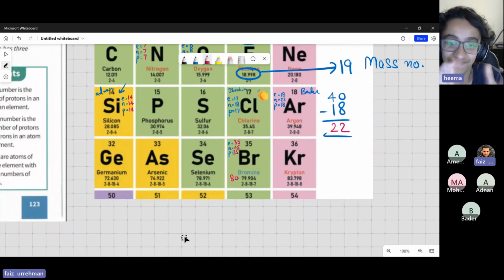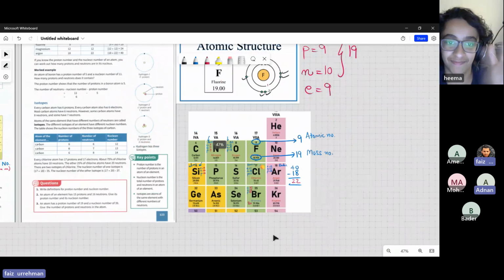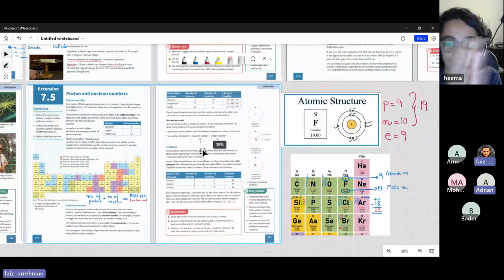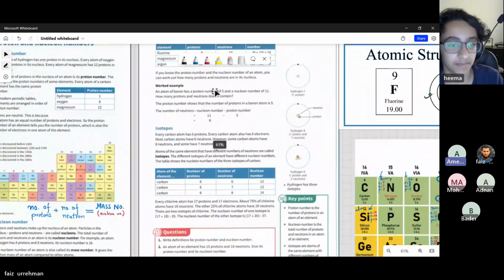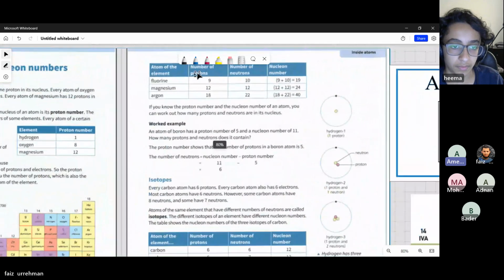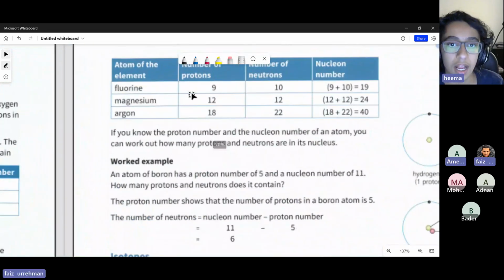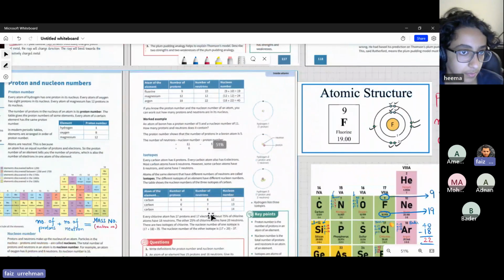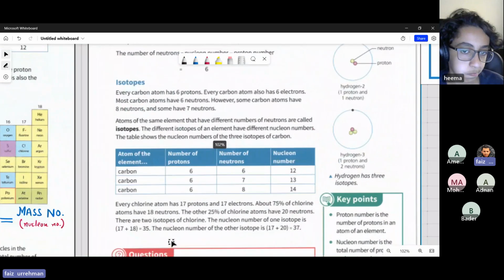I think that's enough for today. And this is what they explain to you here. Yes. Okay. And isotope is a special category. I'll just end my class with isotope.